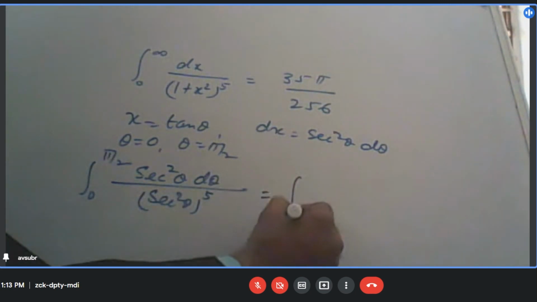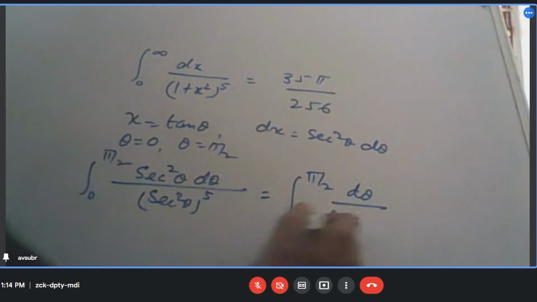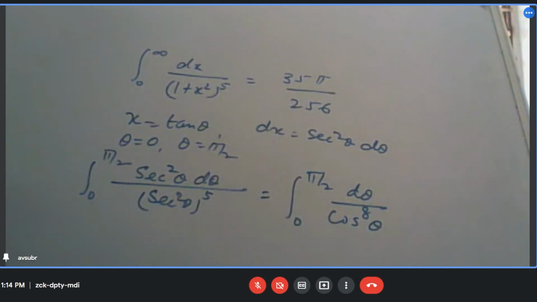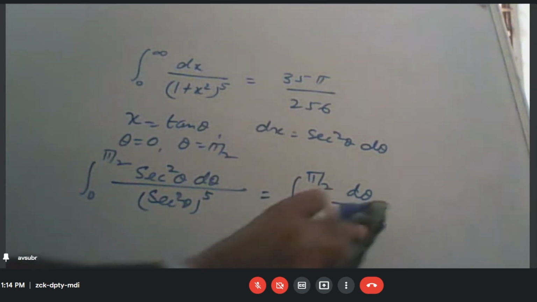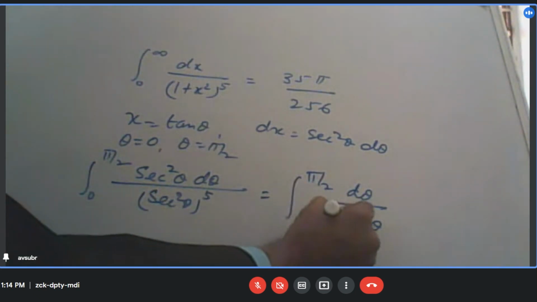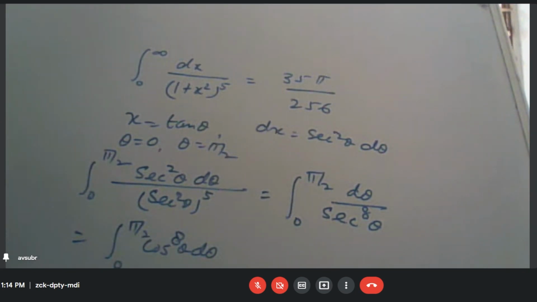तो इसको हम लिख सकते हैं 0 to π/2 d थीटा बाई cos टू द पावर 8 थीटा. नो सॉरी, sec टू द पावर 8 थीटा. हाँ, sec टू द पावर 8 थीटा लिख सकते हैं हम इसको. और इसको ऐसे भी लिख सकते हैं 0 to π/2 cos टू द पावर 8 थीटा d थीटा. कैन वी राइट डाउन? Yes sir.